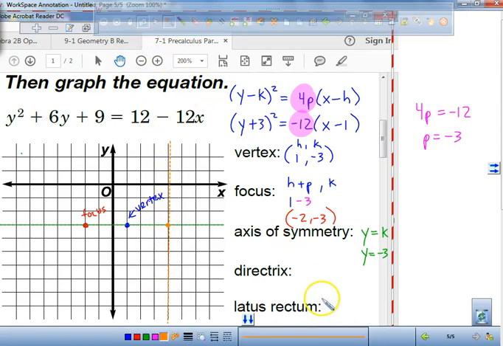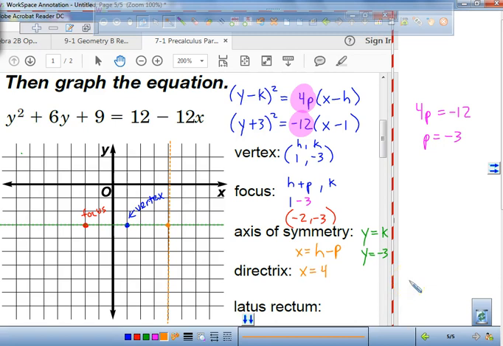Now, our equation is actually x is equal to 4. But just so you guys know, what's the formula for that? h minus what? h minus p. What is our h value? Our h value is a 1. What is 1 minus a negative 3? Ooh, a positive 4. That's where you have to be careful.